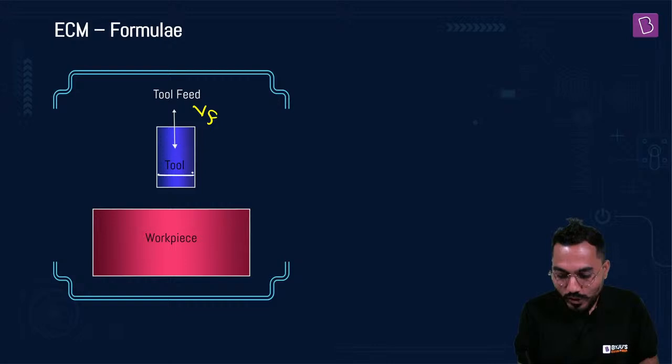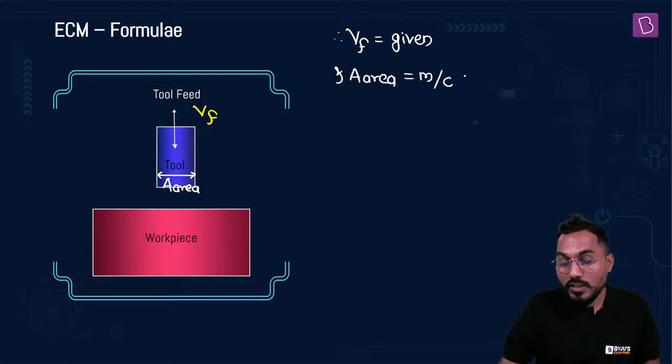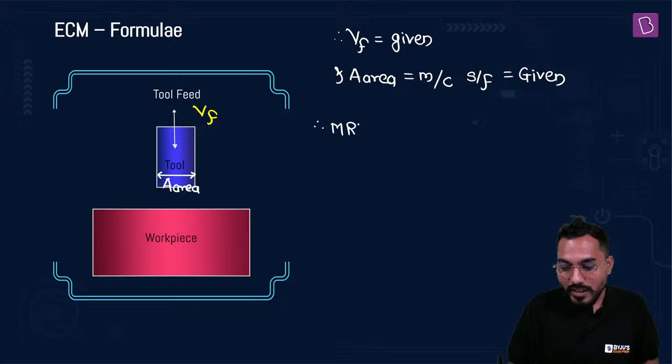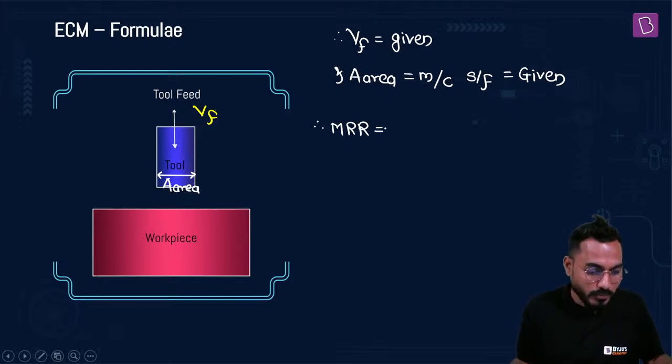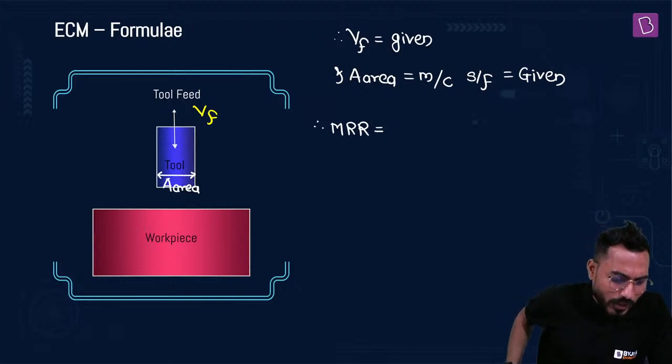the area of the tool is given. Feed velocity is given, and the area of the tool, or machining surface, whichever surface is going to get machined, that machining surface area is given to you. These are the two values given to you, and from these two values I am asking you what is MRR. So what else is coming? I'll tell you what else is coming.